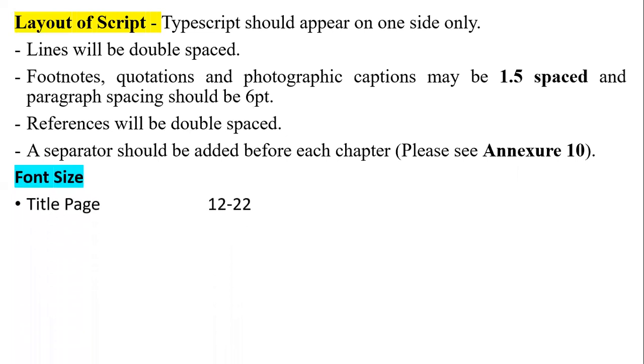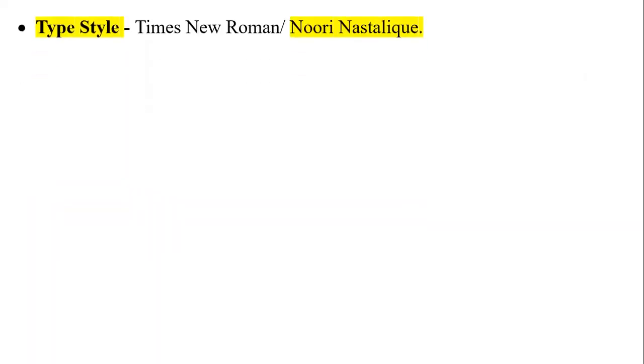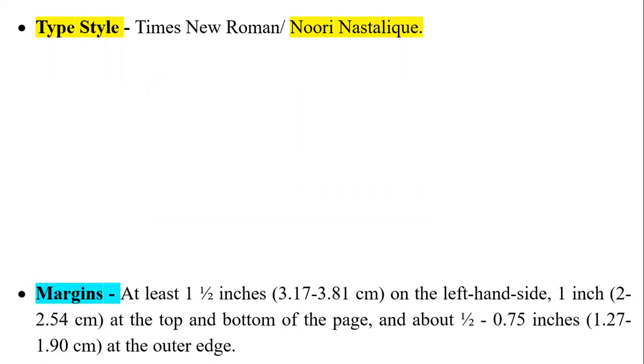Font size for title page should be 12 to 22, but most probably we use 22 size. For heading and subheading, it should be 12 to 20. For text, we commonly use 12 font size. And for footnotes, it should be 8 to 12. And for references, it should be 12 or 16, but most commonly 12 font size is used. Type style, our theme should be Times New Roman.